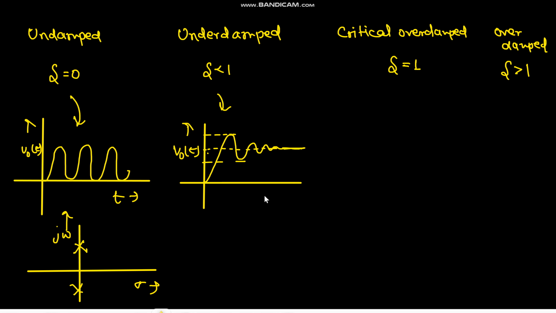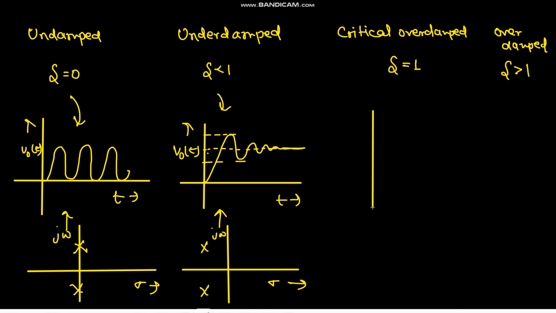So this is V naught t versus t, and pole zero location. So for underdamped system we will have two complex conjugate poles. Okay, and for critical damped system and for overdamped system, like this is V naught t, this is completely oscillating, and this oscillates first and then settles down.